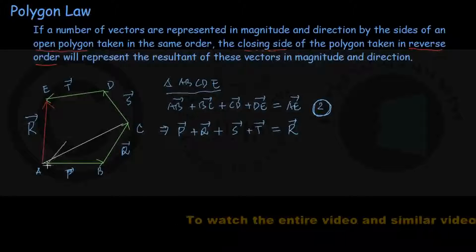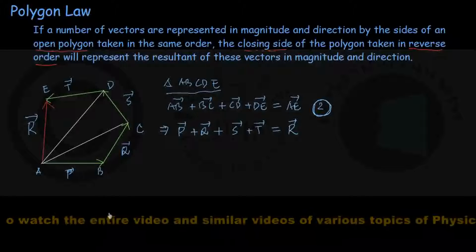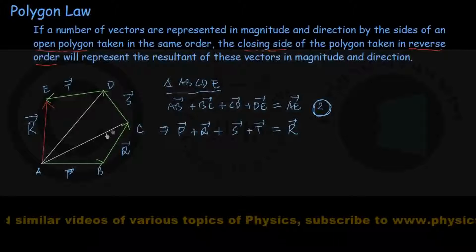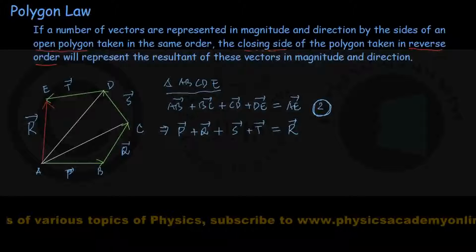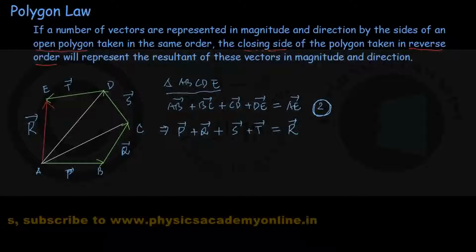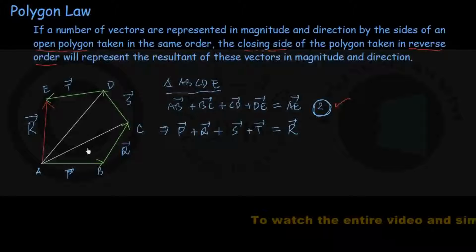AC is the diagonal. As you can see, I have drawn 2 diagonals here, AC and AD. And then the polygon is broken down into 3 triangles, ABC, ACD and ADE. We are trying to derive equation number 2 with the help of the triangle law. For that, we have joined these points AC and AD to break the polygon, in this case a pentagon containing 5 sides, into 3 triangles.